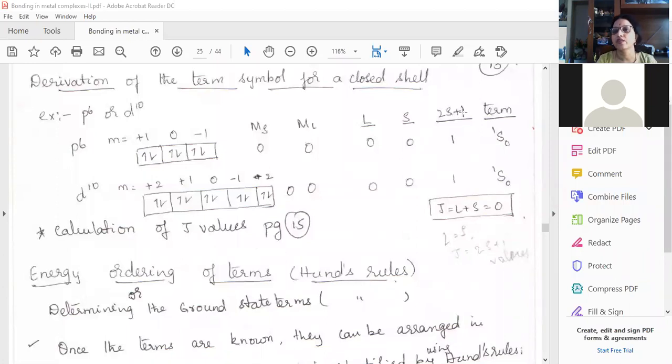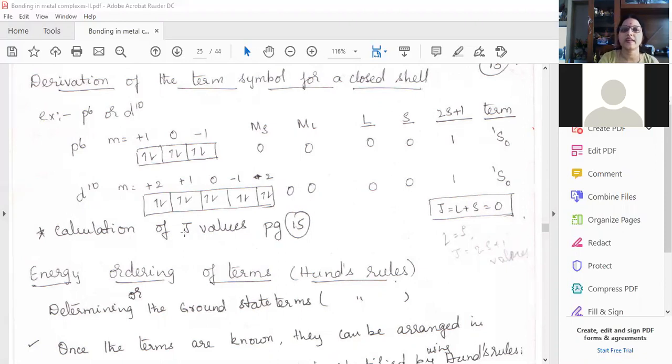Now calculate the 2S plus 1 term. 2 into S, S is 0, plus 1. So 2 into 0 is 0. So plus 1 means 1. So I am getting 1 here, 2S plus 1. Now if the L value is 0, we know that the term symbol is S. Okay. And calculate the J value. J value will be L plus S, that is nothing but 0. So I will have singlet S0.